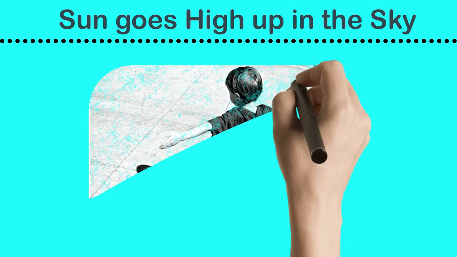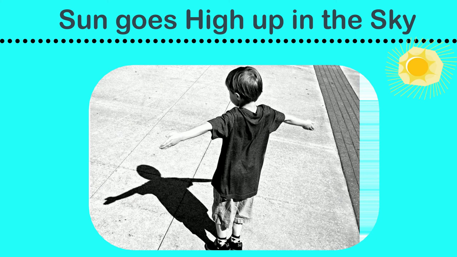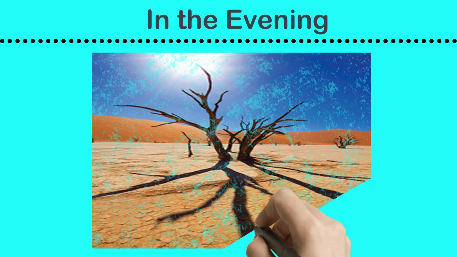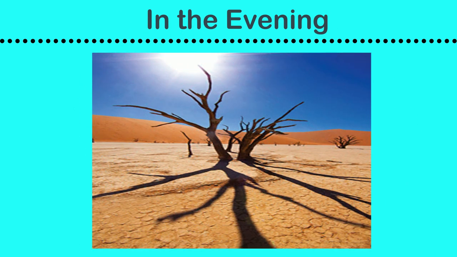But as the sun goes high up in the sky and shines above your head, your shadow becomes very small and is hardly visible, and in the evening when the sun comes back down to set in the west, your shadow becomes longer again and is formed on the east side.